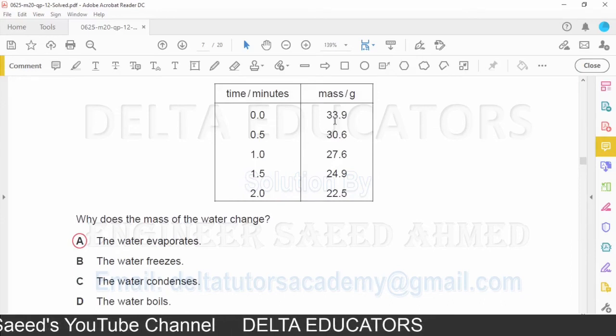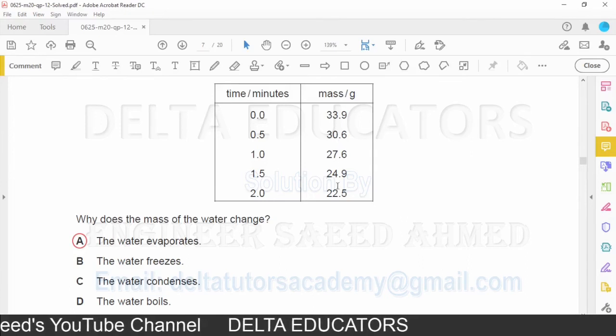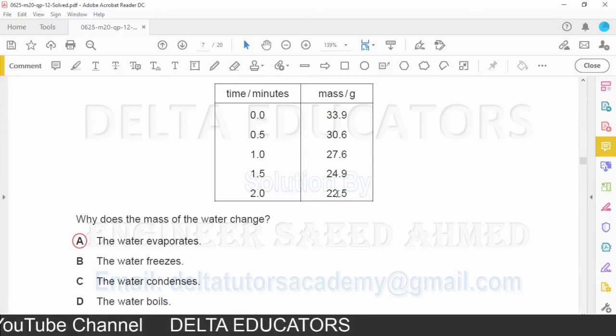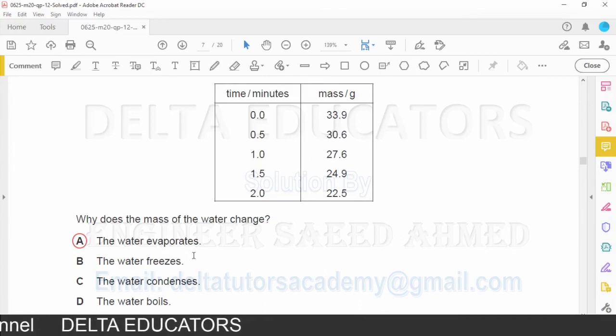Here we are looking that the mass of the water is gradually decreasing, which means the molecules are escaping from the liquid, and escaping of the molecules from the surface of the liquid means evaporation. So here the correct option is option A, the water evaporates. Okay, what is given in the other options? Option B, the water freezes. If the water is freezing, then the total mass will not change. The mass will remain constant. The mass will remain the same.